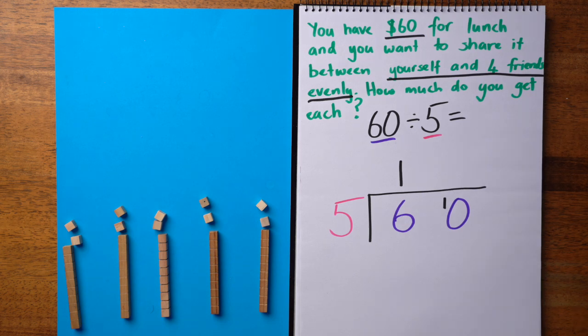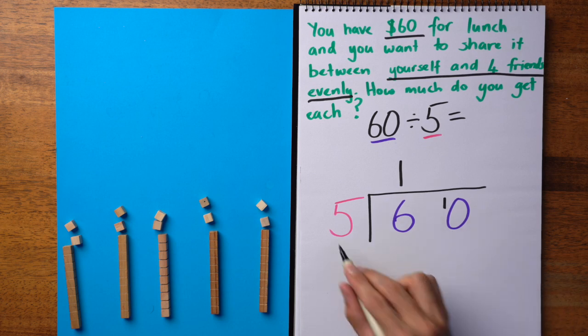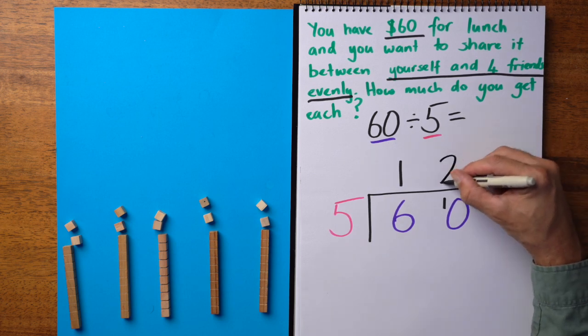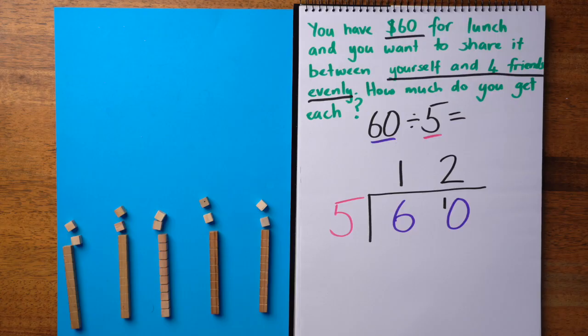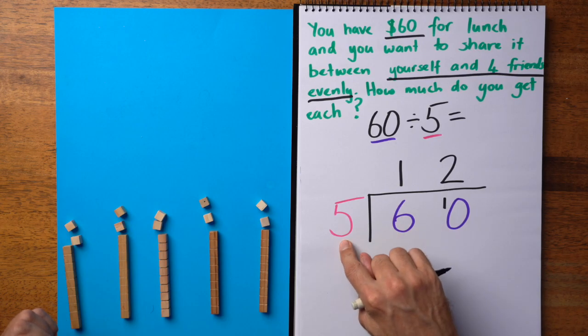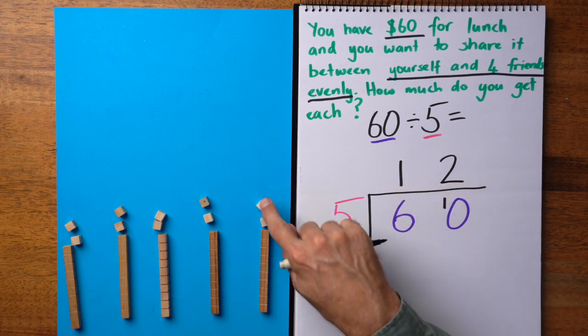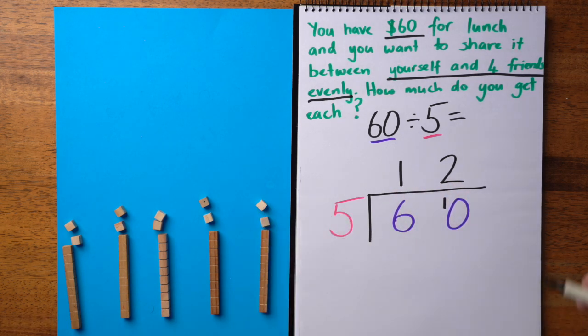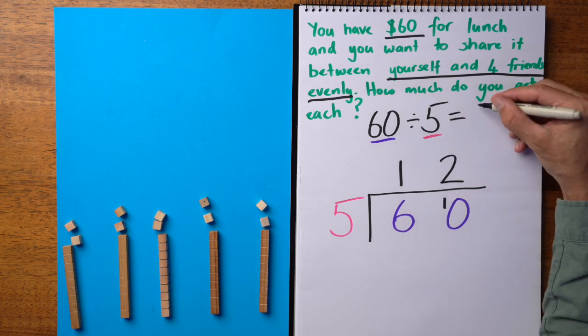Coming back to our algorithm, we can record that like this. 10 shared between 5 is 2. What our algorithm is telling us now is 60 shared between 5 is 12, which matches what we have here. So 60 shared between 5 is 12.